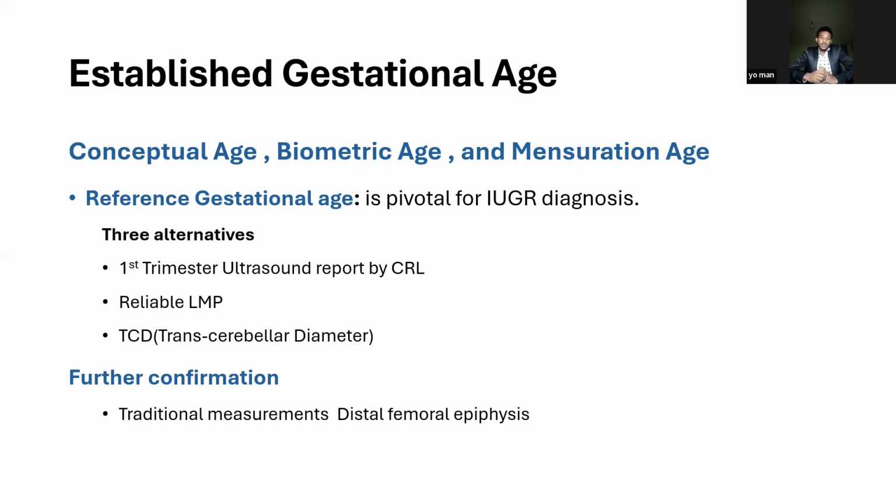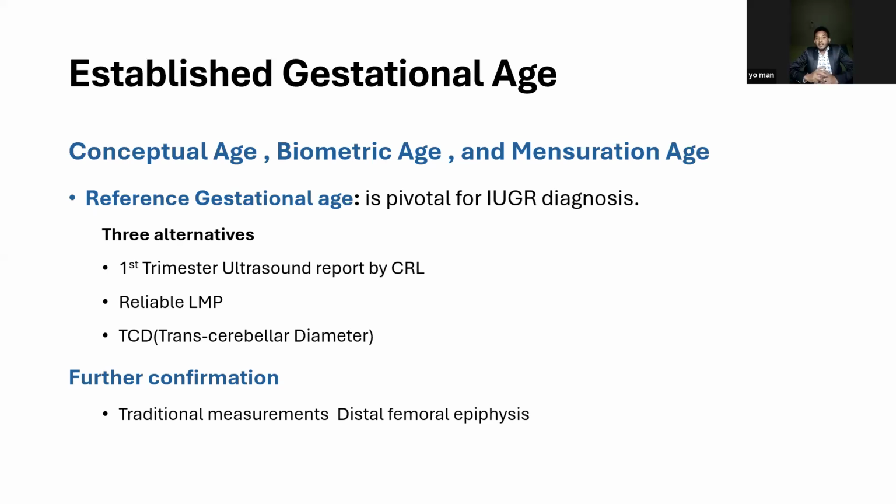So how do we establish those gestational ages? We have three options. The first one is the first trimester ultrasound report by CRL, which is of paramount importance. It's best to get the first trimester ultrasound report, which is found to be more reliable and more exact in defining the exact gestational age of the fetus, even more than LMP and other traditional parameters.